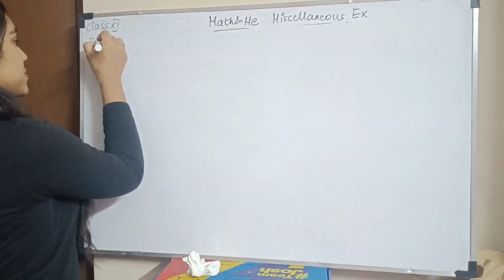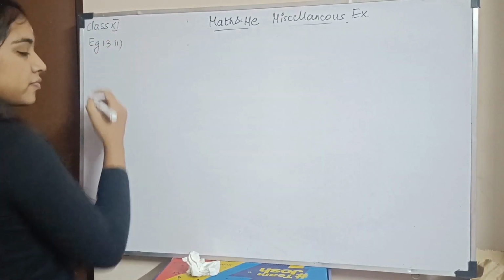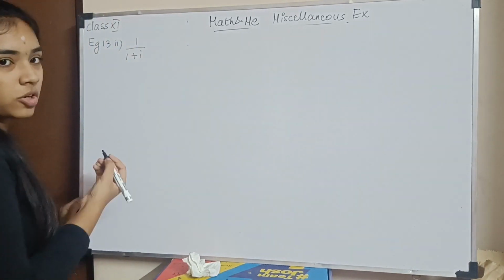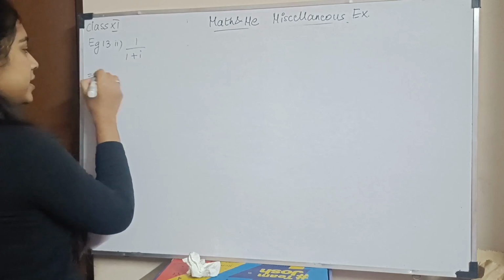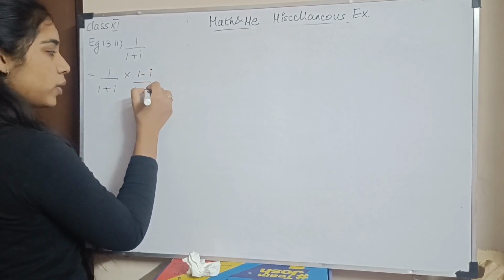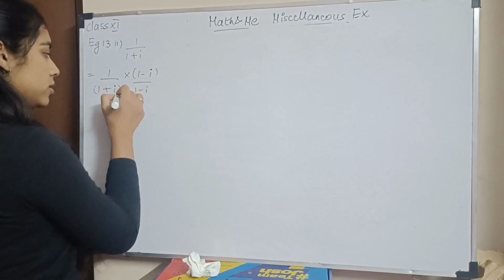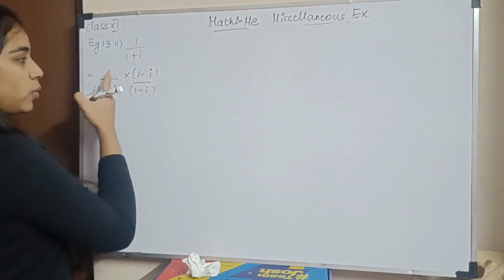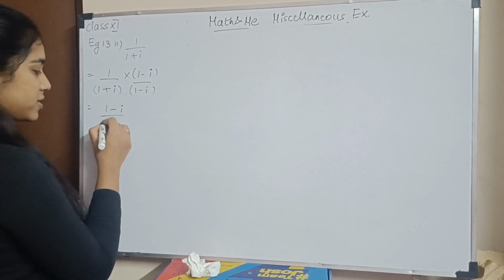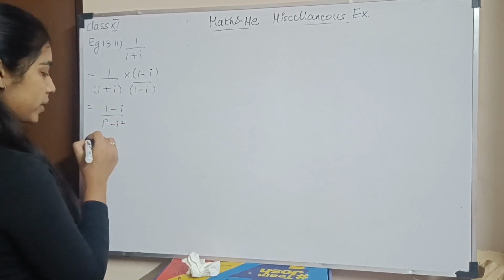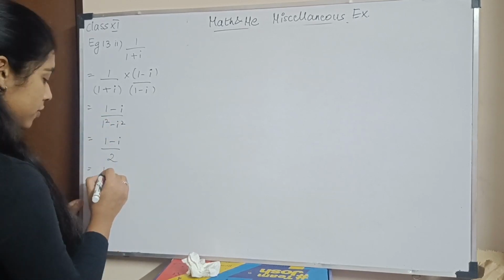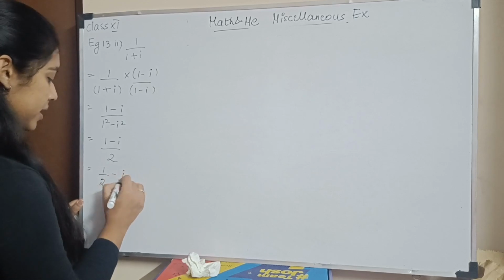Example 13, second subsection. The question is 1 divided by 1 plus i. Now we have to find the conjugate again. So I multiply and divide by the conjugate, 1 minus i divided by 1 minus i. Now, what is the numerator? 1 times this term, so it's 1 minus i divided by (1 plus i)(1 minus i), which is a squared minus b squared. So I have 1 minus i divided by 1 plus 1, which is 2. This takes the form 1 by 2 minus i by 2.